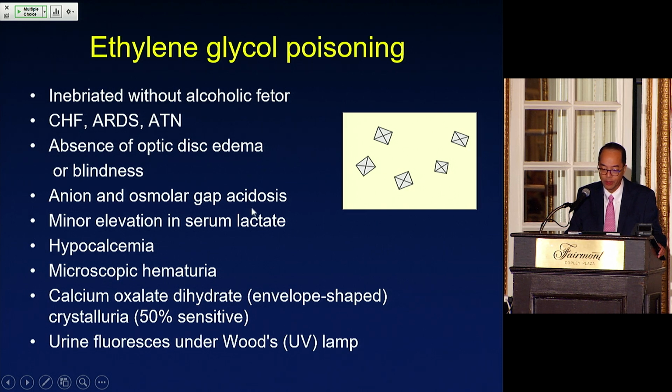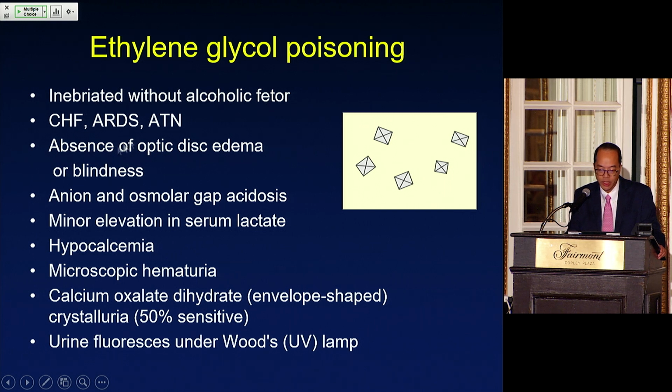So briefly, I'm going to run through some of the causes of anion gap acidosis and go into a little bit more detail about them. One of the most common ones that we all see is ethylene glycol poisoning. Patients appear inebriated, but they don't smell of alcohol. So this is different from ethanol and different from methanol.